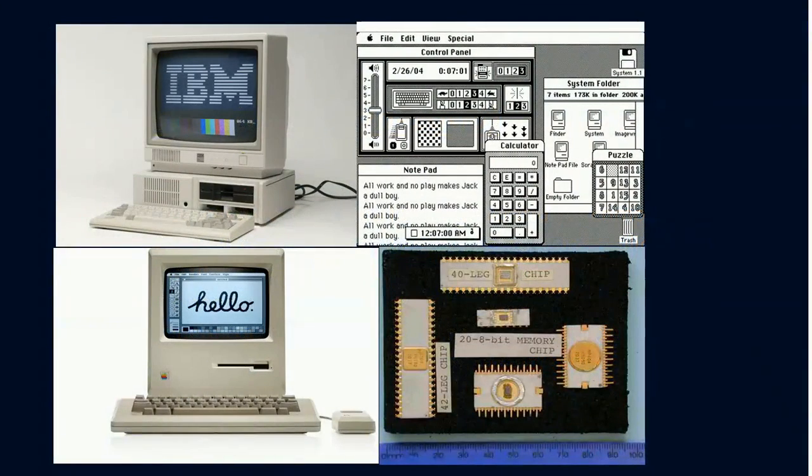Now, the monitor here which displays the name IBM was the first computer for home users. It was built by IBM in 1981. Below it, we have the Apple Macintosh that was developed in 1984. The Macintosh brought with it the graphical user interface. Next to the IBM PC, we have the graphical user interface of a Macintosh. Below it, we have the memory chips that were used in those times.